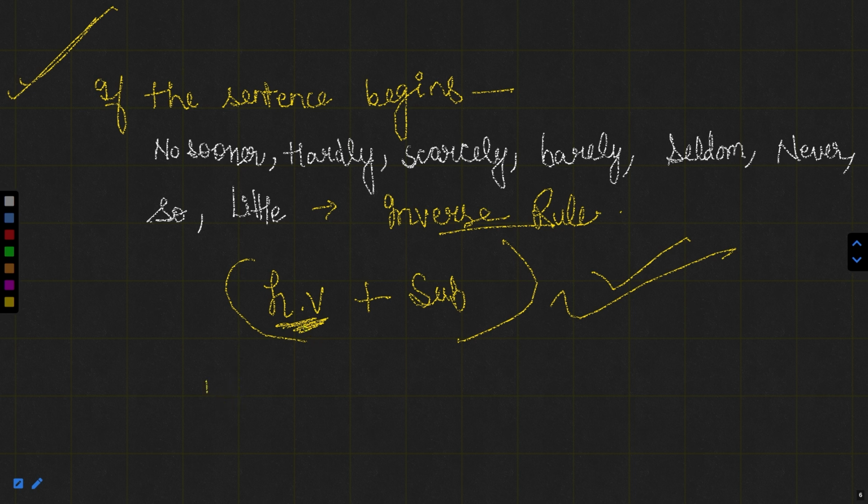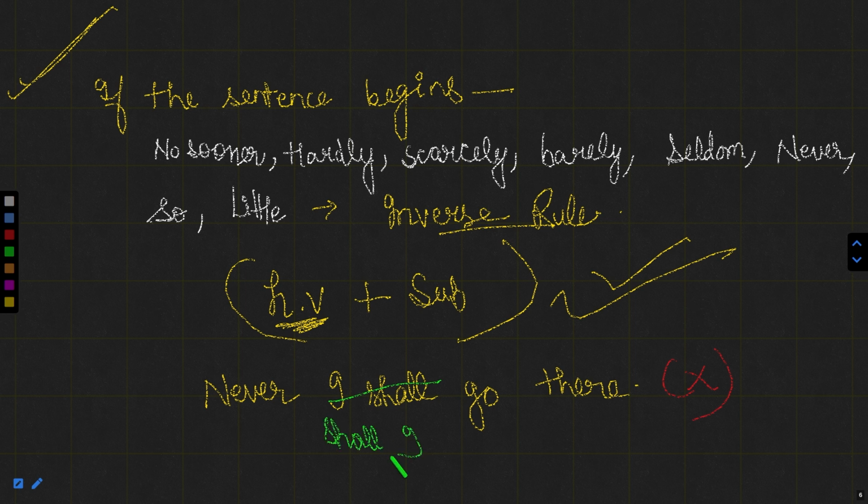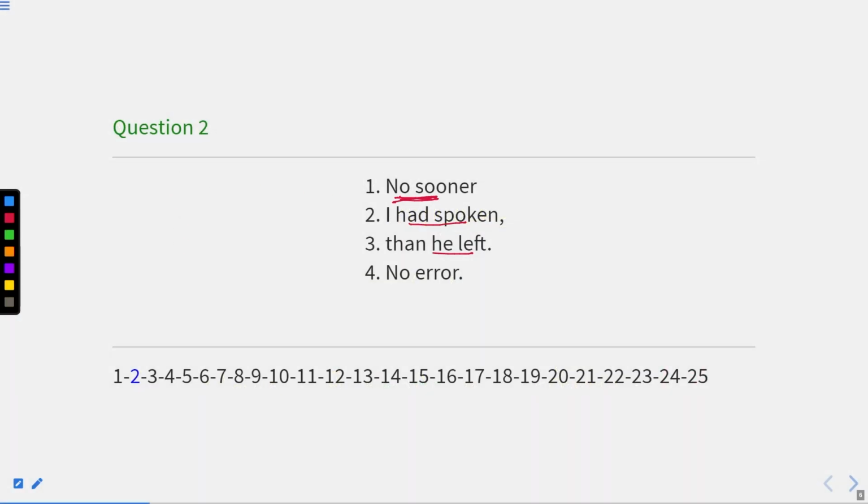For example, never I shall go there. This sentence is incorrect. To rectify it, we should use shall I. Never shall I go there. Okay, so this is actually the inverse rule where the helping verb comes prior to the subject. Therefore, if we see this sentence, here the sentence is beginning with no sooner. So we need to have the interrogative or the inverse rule. So this I had should be replaced with had I.